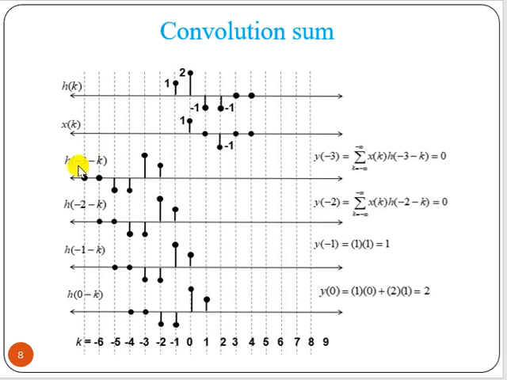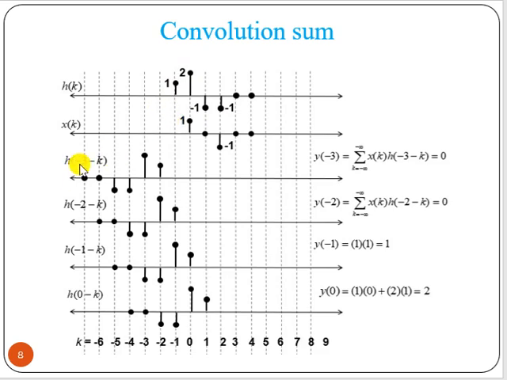Now see here, we have taken minus 3, h of minus 3 minus k, that value is 0. Minus 2 minus k, that value is 0. Minus 1, we will have some value. Now let us see y. Now see h of k, if you take h of minus k, what will happen? 2 will be at 0 only, 1 goes to plus 1, minus 1 goes to minus 1 value, and this minus 1 goes to minus 2 value, right?